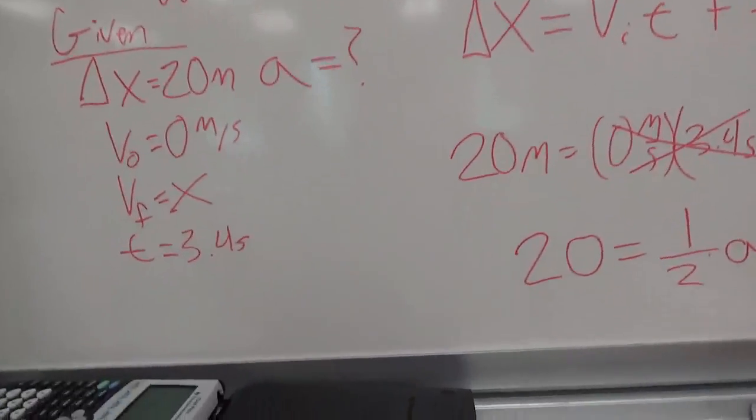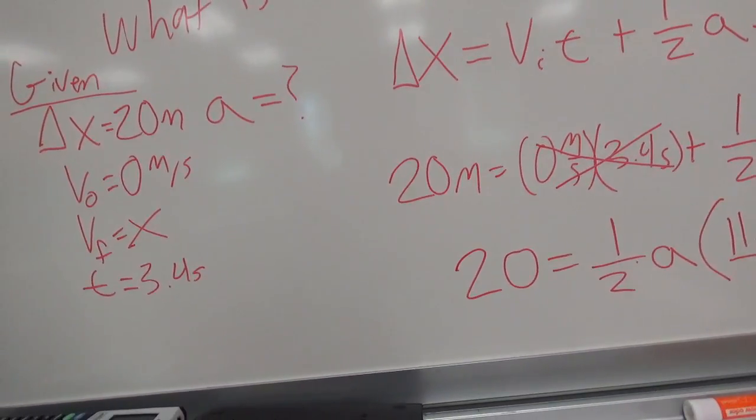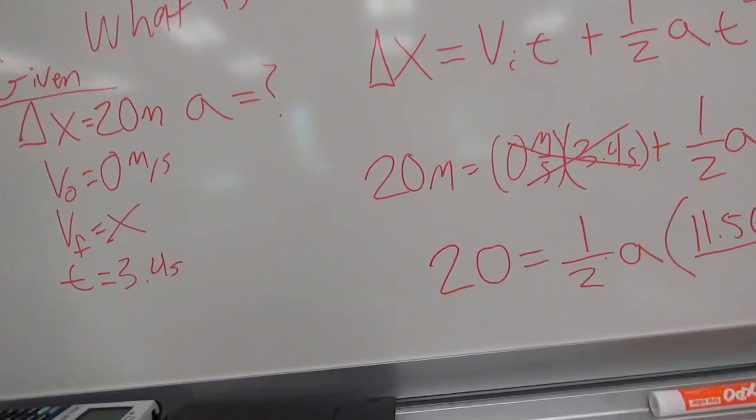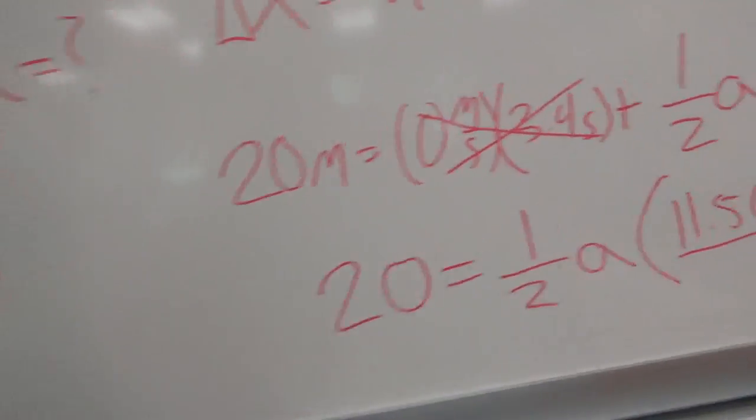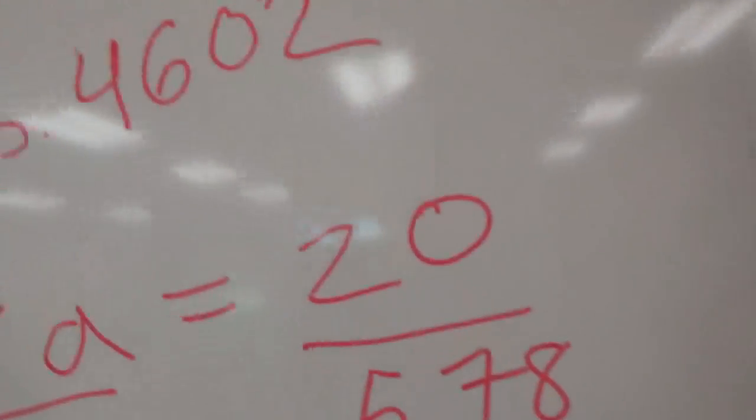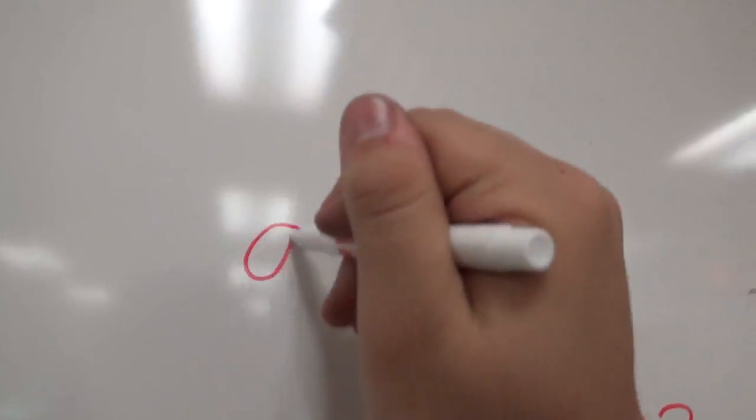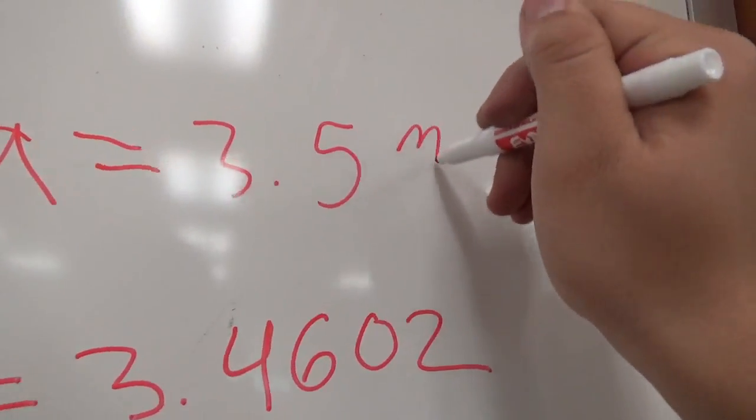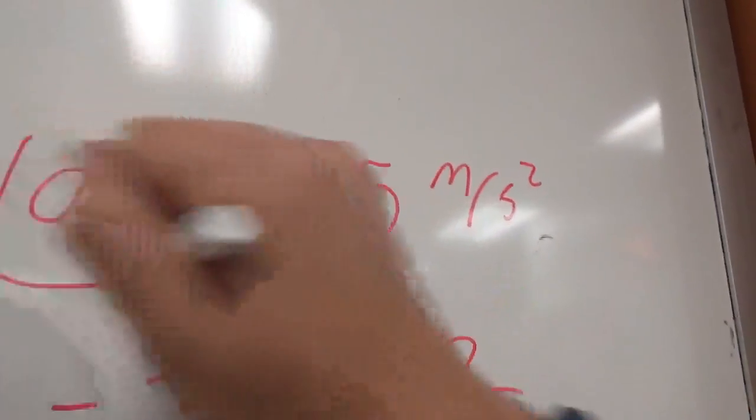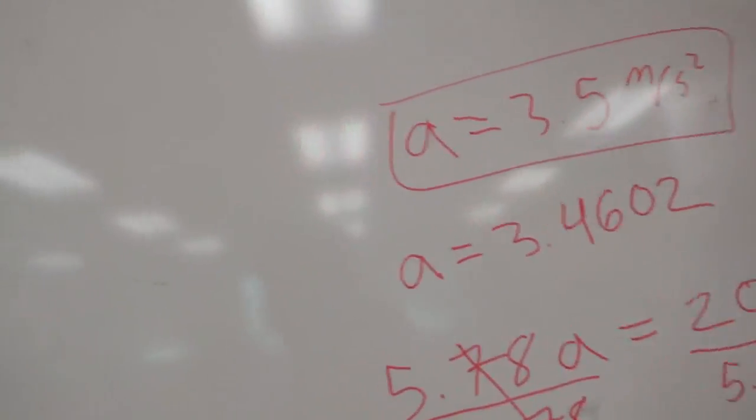So yeah, I do see we have 3.4 seconds, but that's just a coincidence. That's just a coincidence, okay? It's just a coincidence. So I get that. So I'm just gonna put my answer as 3.5 meters per second squared. Okay. So let me run it through with you again.